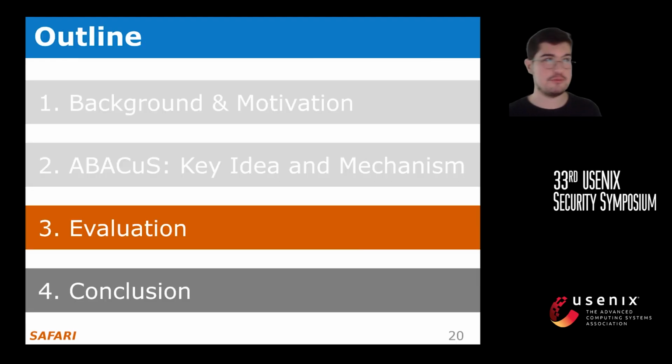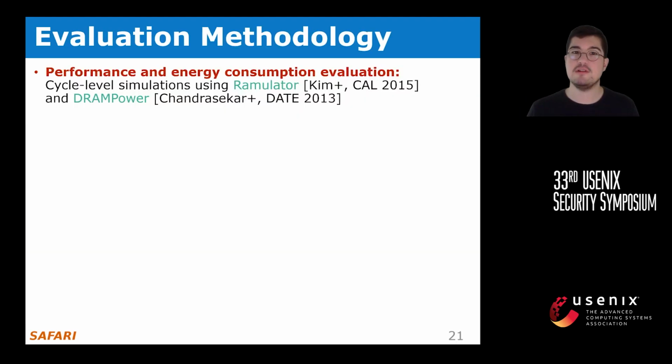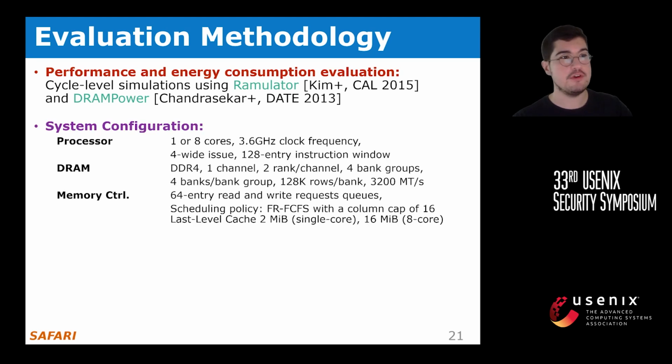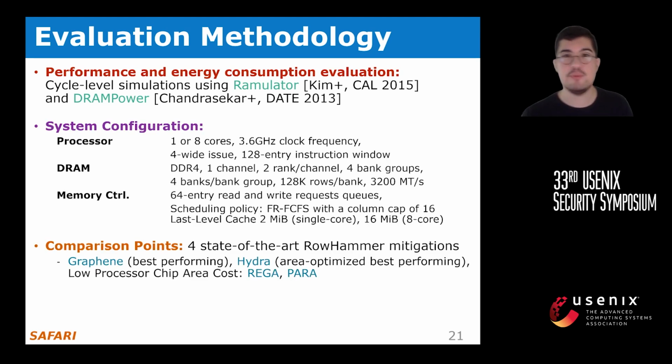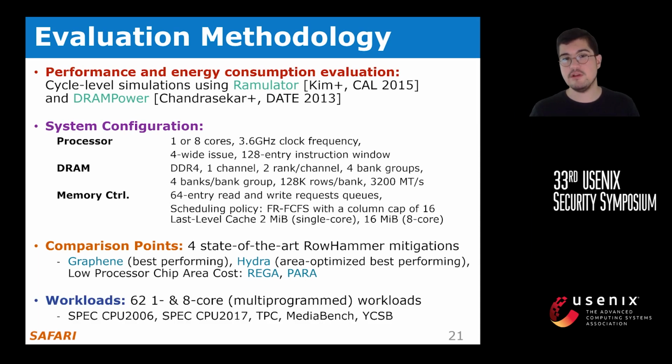Now let's see how ABACuS performs. We use a cycle-level memory system simulator configured in the way that I show you here, and we compare ABACuS to 4 state-of-the-art preventive refresh-based RowHammer mitigations. These are namely Graphene, Hydra, Rega, and Para. Graphene is the highest performance mechanism, Para is the lowest area overhead mechanism, and Hydra and Rega offer interesting trade-offs between area and performance. We simulate 62 single and 8 core multi-programmed workloads from major benchmark suites.